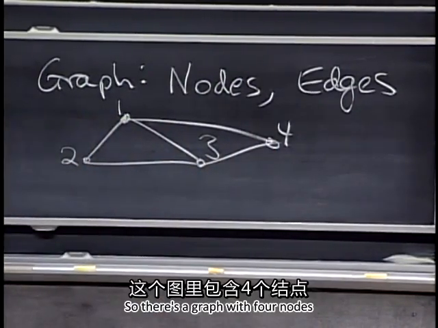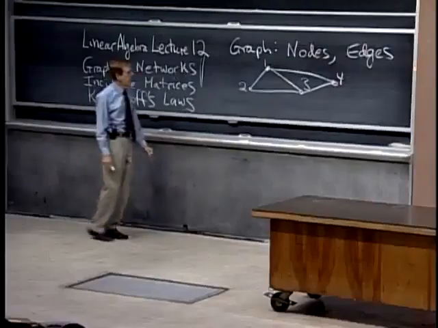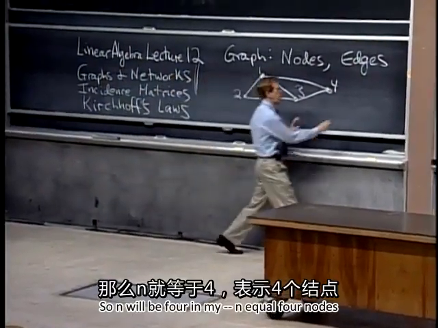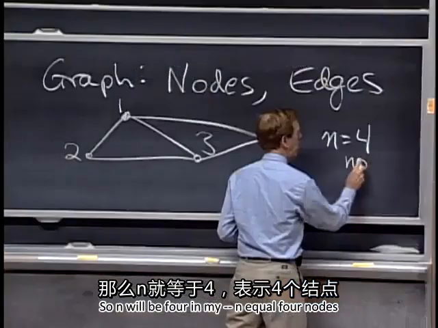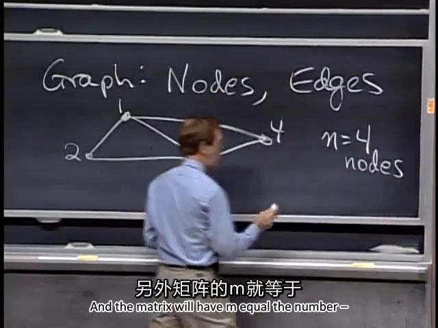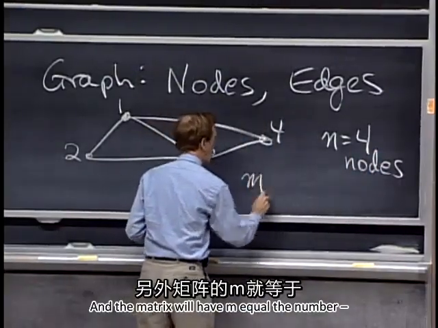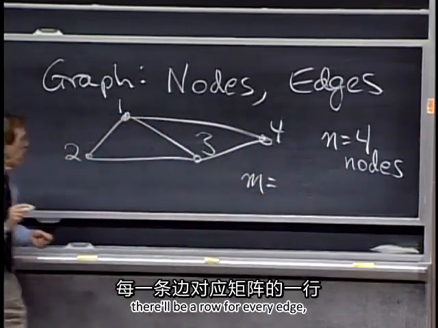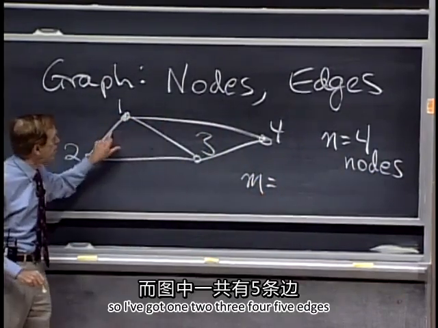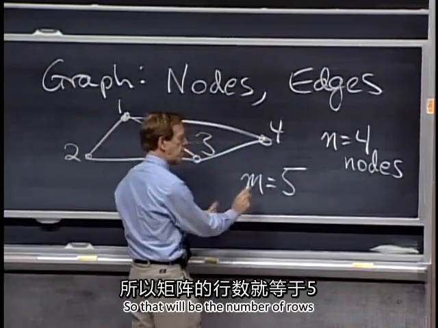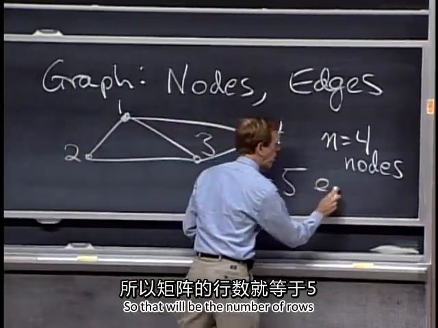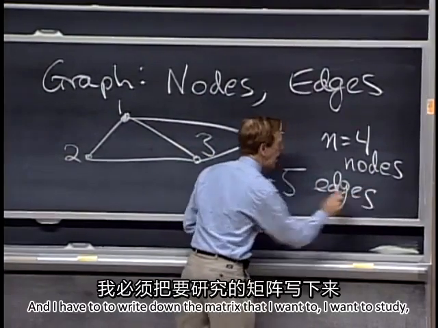So there's a graph with 4 nodes. So n will be 4 in my n equal 4 nodes. And the matrix will have m equal the number of edges, there will be a row for every edge. So I've got 1, 2, 3, 4, 5 edges. So that will be the number of rows.